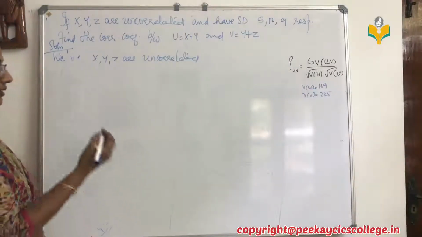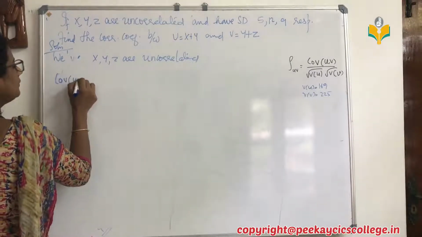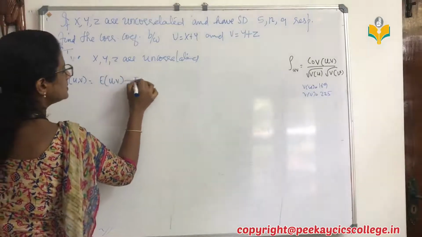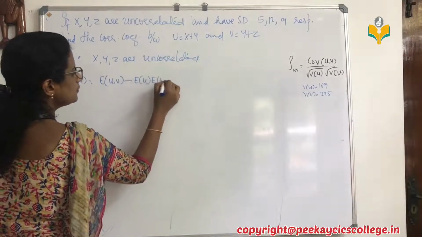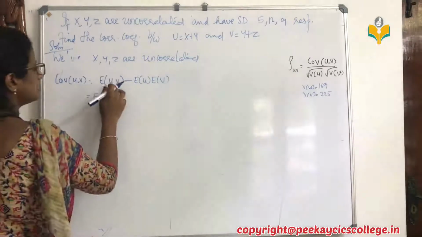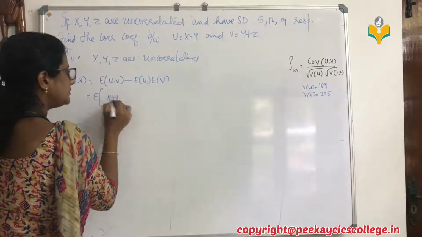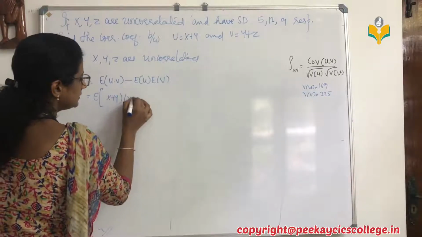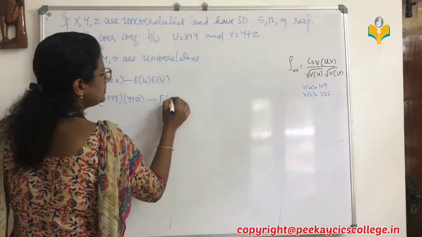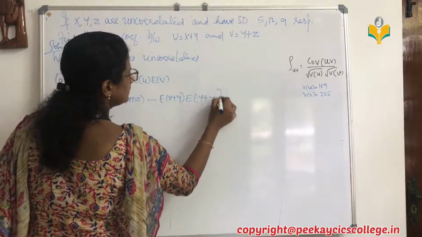Now we want to find covariance of uv. What is the formula? That is expectation of uv minus expectation of u into expectation of v. Right. That is expectation of uv. What is expectation of uv? Expectation of, what is u here? x plus y. What is v here? y plus z. Minus expectation of x plus y into expectation of y plus z.